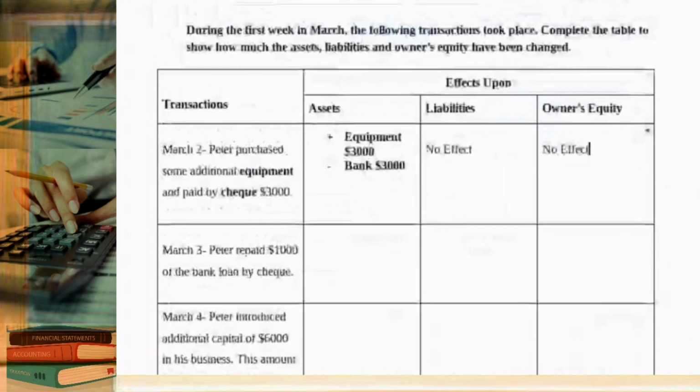So on March 3, Peter repaid $1,000 of the bank loan by check. So again, we're going to identify the two items that are being affected in this transaction. And it is bank loan and bank, because check represents bank.